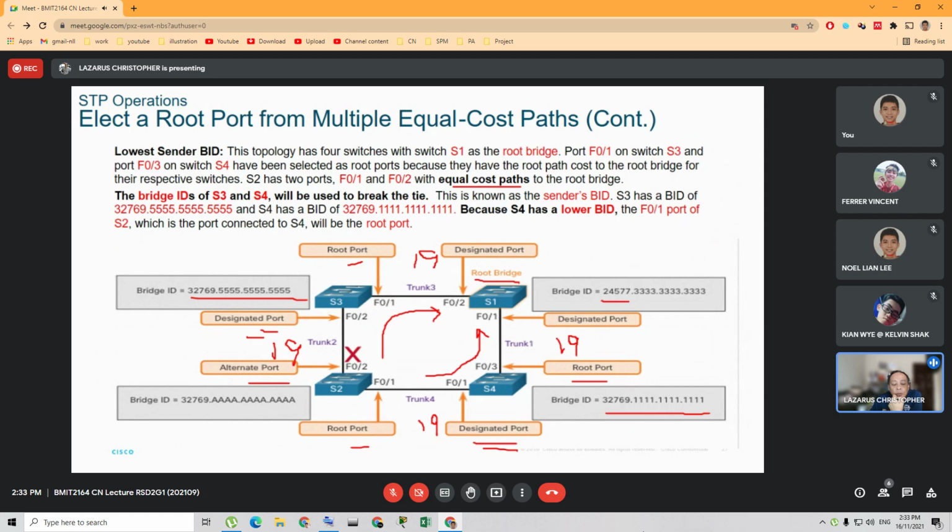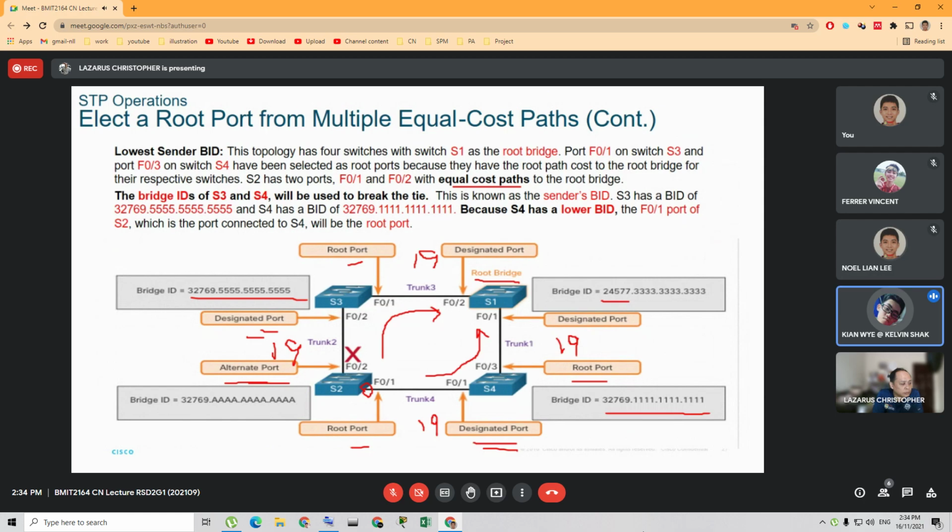S4 is a sender for S2, and S3 is a sender for S2, so S3 and S4 compete. That's why we check the S3 BID and S4 BID. S4 wins, so the port connected to switch 4, the winning switch, becomes the root port. Then the other port becomes the alternate port. Is that okay?